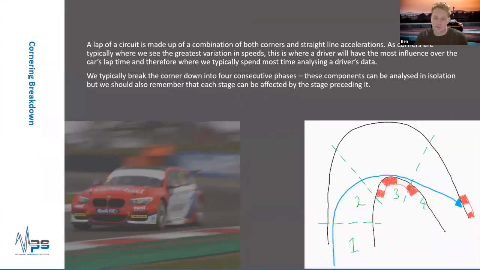As we move forward, looking at how you analyze the data, we can break the corner down into 4 different segments and consider those segments in isolation. Although you also have to be aware that your performance in the previous section will affect the following section. So you can't just take the particular section you're looking at as gospel. You have to consider the entire corner, but there are different techniques we can use to look at each different section. So we've got my wonderful hand sketch here.